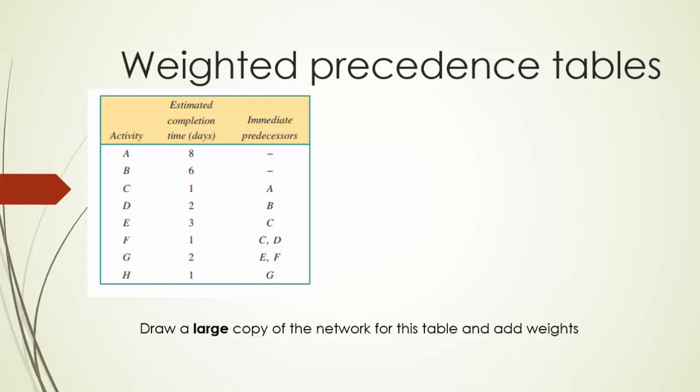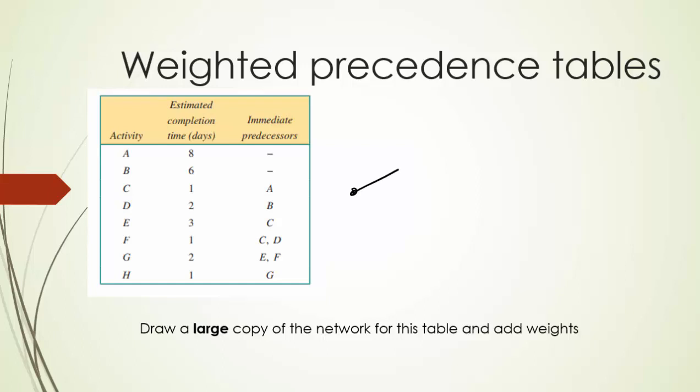You need to have some paper and pencil, and in all the examples in this presentation, I suggest you pause, see if you can do what I'm going to do, and then play through to see whether you've done it right. So we're going to draw a large copy of this network for the table and then just add weights. We've done drawing networks before. See if you can add weights.